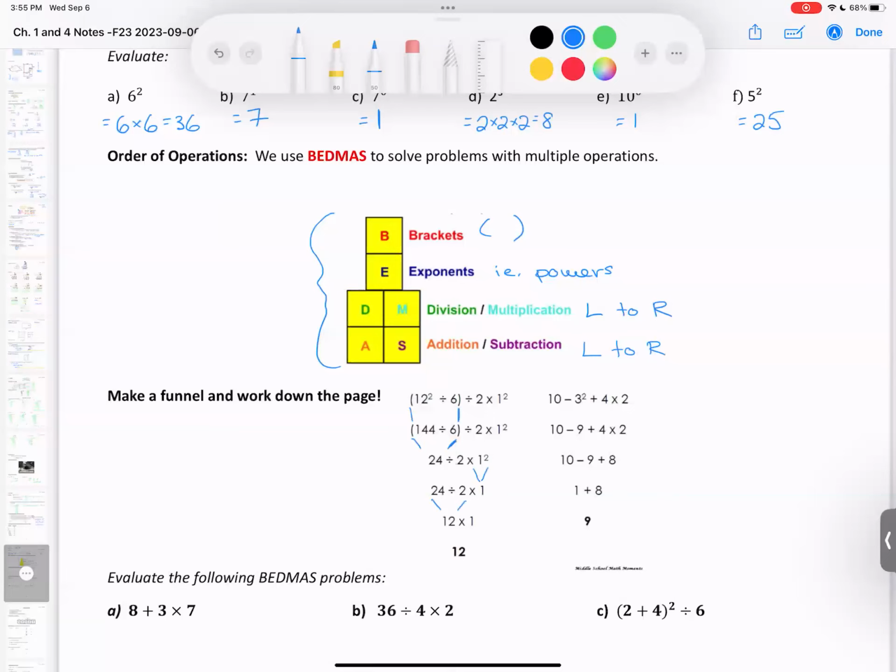Okay, take a look at that second example too. So here we have no brackets, but we have an exponent. So we deal with the exponent first. So there's our E, D and M. So we want to deal with any division and multiplication. So in this case, that's only this 4 times 2. So we deal with that next. Lastly, we want to do addition and subtraction left to right. So we start there, we get 1 plus 8, that leaves us with 9.